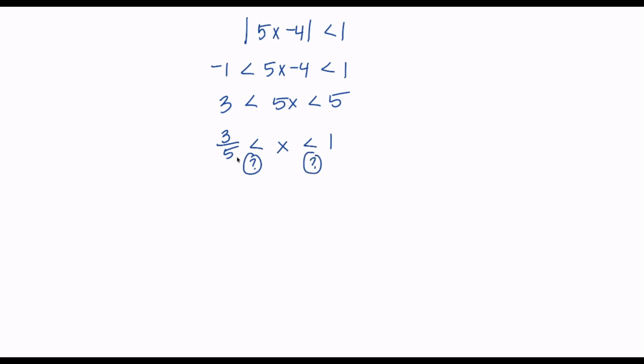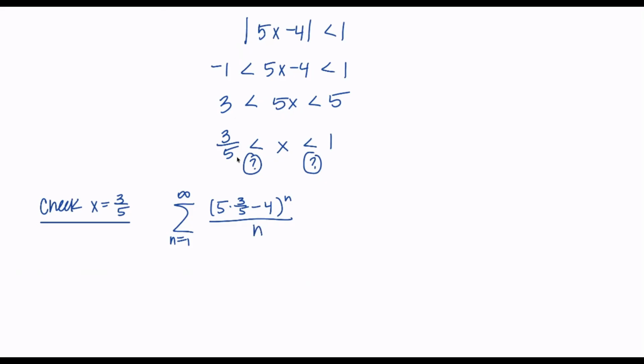So we're going to have to check the endpoints in the original series. So we're going to check what happens when x is equal to 3/5. And we're going to plug it back into the x in the original series. So we're going to have n equals 1 to infinity. We had 5x, so x is 3/5. 5 times 3/5 minus 4, so 5x minus 4 to the n all over n.